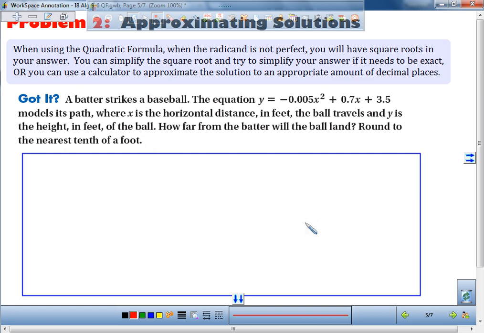Here's another one, a word problem. The numbers are not so nice, so you may need a calculator for this one to follow along. So I'm going to grab my calculator here.